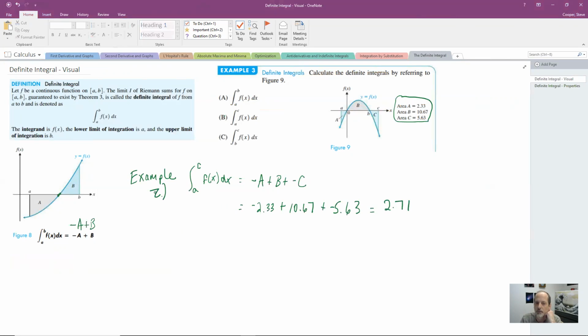Now, let's go ahead and do A now. All right, A was a little less ambitious than I got here. It says just give me the integral from A to B of f of x dx. Well, that corresponds to negative A and positive B, so that's just going to be negative 2.33 plus 10.67. Okay, so that's going to be 8.34. Okay, so we actually did B.